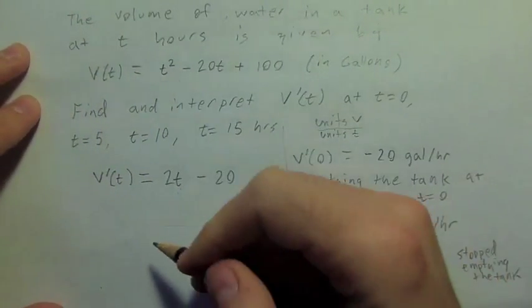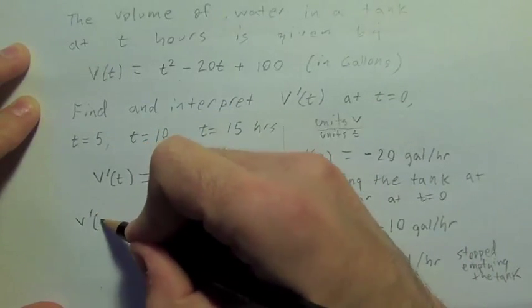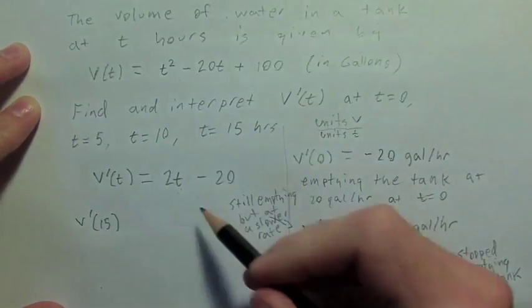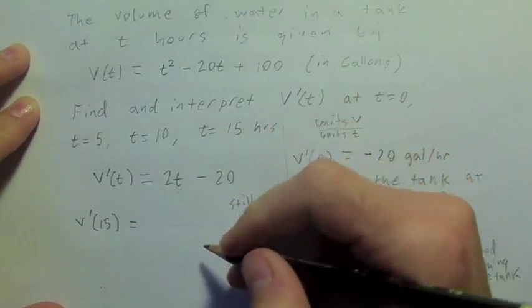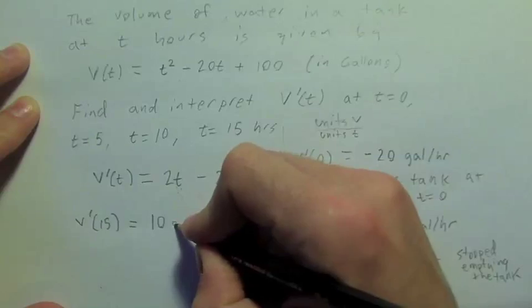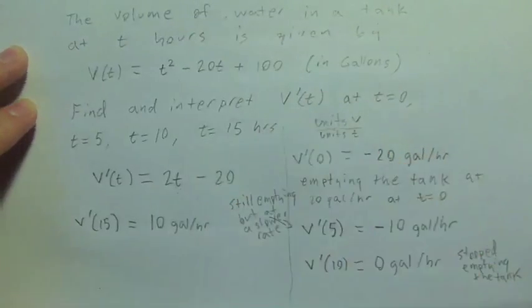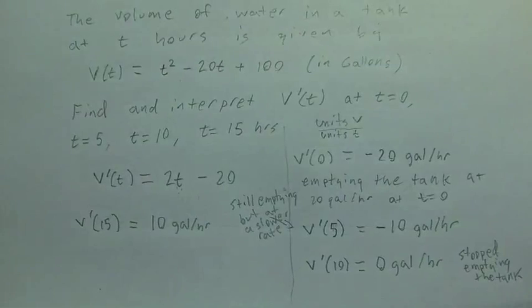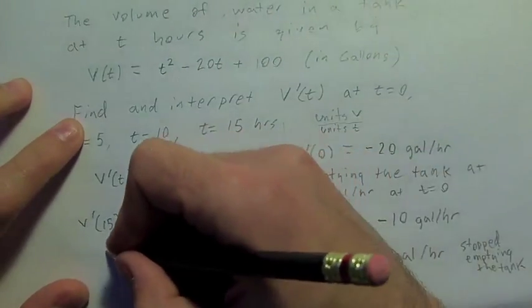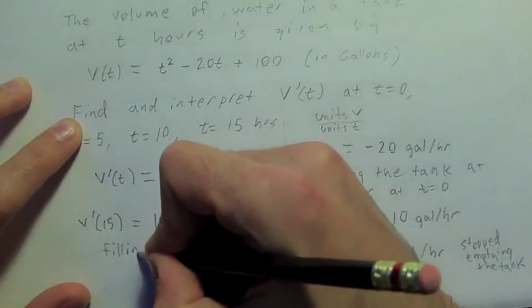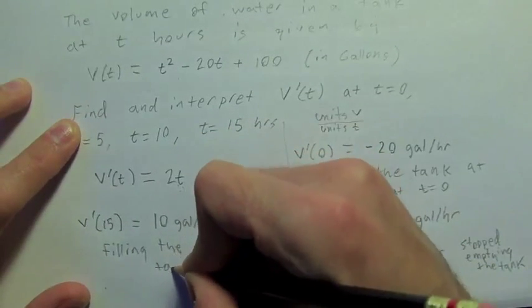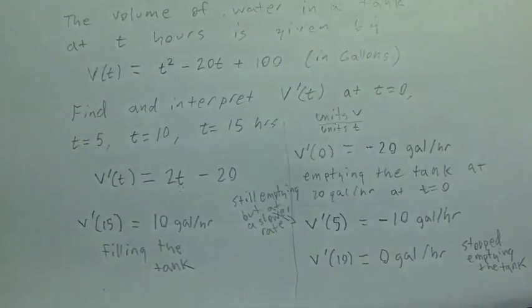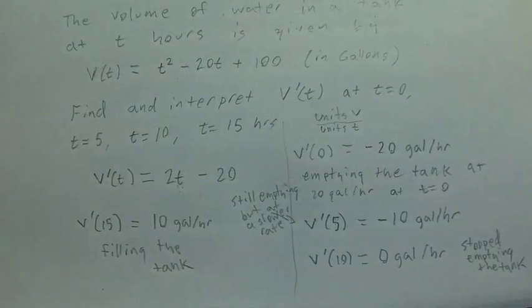And then what happens at V prime of 15? Well, we would get 30 minus 20, so that is going to be 10 gallons per hour. So now we are actually filling up this tank at 10 gallons per hour. Okay? And so say we started off by emptying the tank, and at 10 hours we stopped, but by 15 hours we've started filling it back up again.